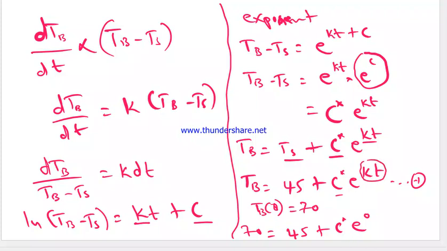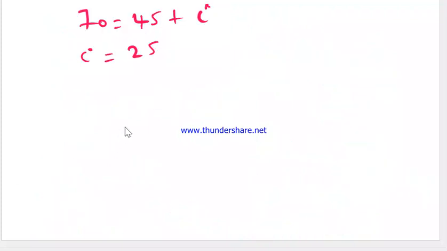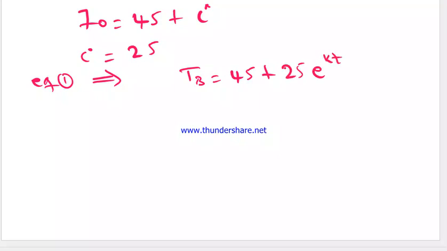So that means we have 70 equals 45 plus C star. So that means our C star is equal to what? 25. 70 minus 45. So our expression now becomes what? TB equals, that is equation 1 now becomes TB equals 45 plus 25 exponential KT. So we have solved the C.